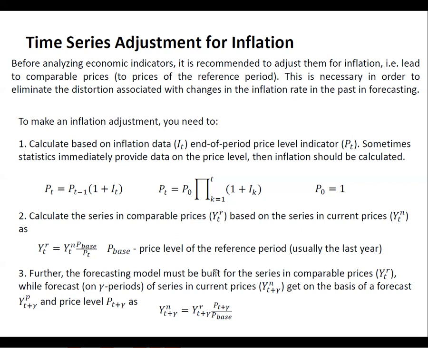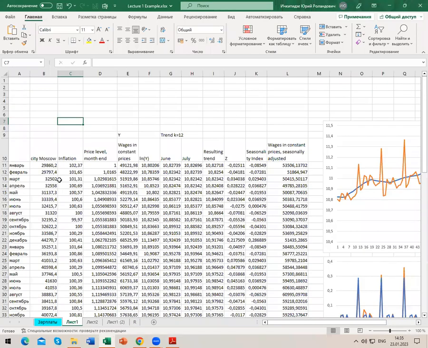So let's consider an example. In this file, we have data on average wages for workers in the Moscow region. Also, in column C, we have data on inflation. That is, inflation means the consumer price index. So this figure means that in January, the inflation was 2.37% per month.